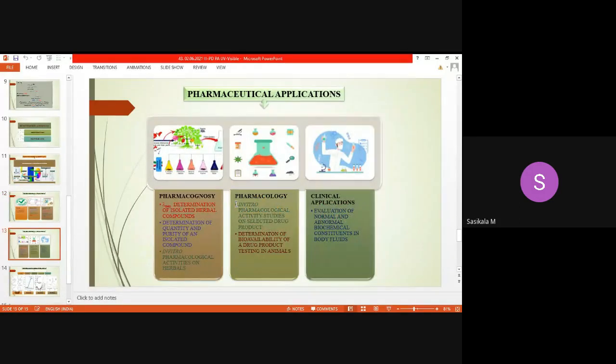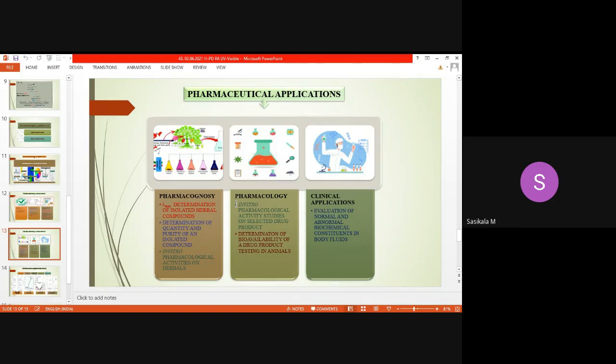And in pharmacognosy, isolated herbals are analyzed for their lambda max, and quality control of isolated compounds is done. Even pharmacological activities of those isolated herbals are analyzed using colorimetric or UV visible analysis. Then in pharmacology, definitely pharmacological activity studies are performed, in vitro studies. Then bioavailability of drug products in animals: various blood samples are taken. We can modify the sample, or prepare the sample accordingly, to analyze by UV visible spectroscopy.